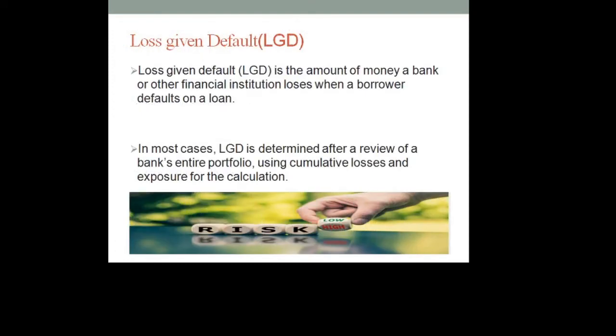Now, loss given default. What do we mean by loss given default? Loss given default is the amount of money a bank or other financial institution loses when a borrower defaults on a loan. In most cases, it is written in short form as LGD. The most frequently used method to calculate this loss compares the actual total losses to the total amount of potential exposure sustained at the time that a loan goes into default. In most cases, LGD is determined after a review of a bank's entire portfolio, using cumulative losses and exposure for the calculation. This is how we get this.